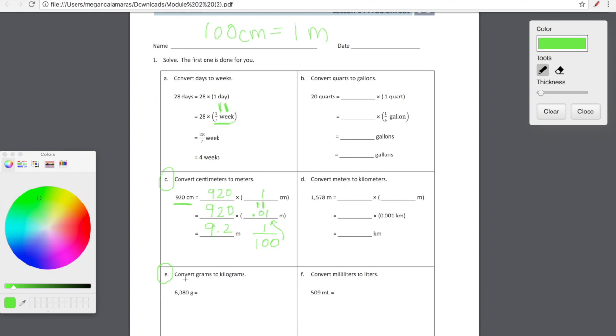Okay, let's look at the next one. Let's look at E. Here we're converting grams to kilograms. This kilo refers to 1,000. So let's go ahead. I'll write the conversion up here. We find 1,000 grams, a lot of grams. 1,000 in fact make up 1 kilogram.